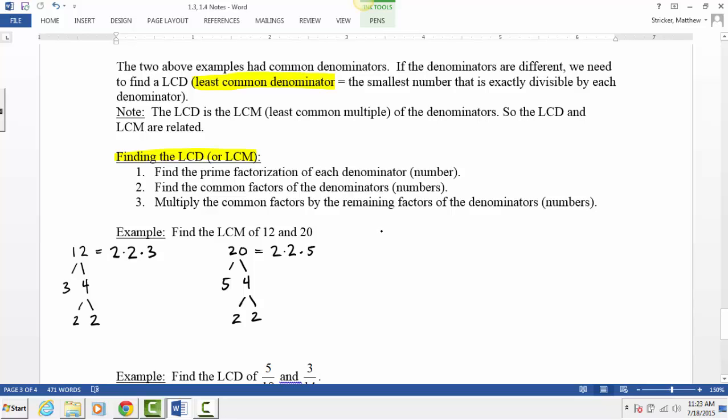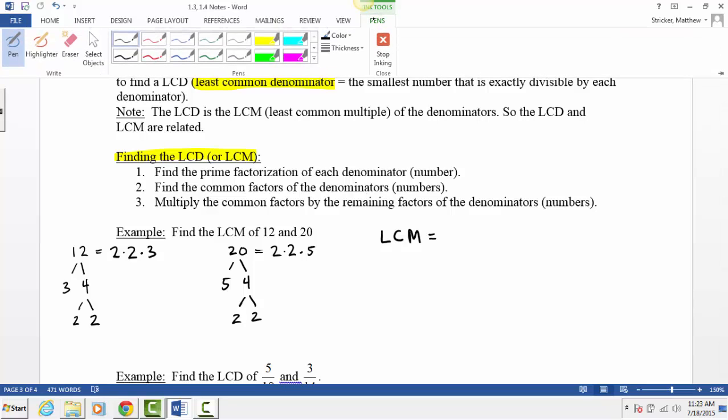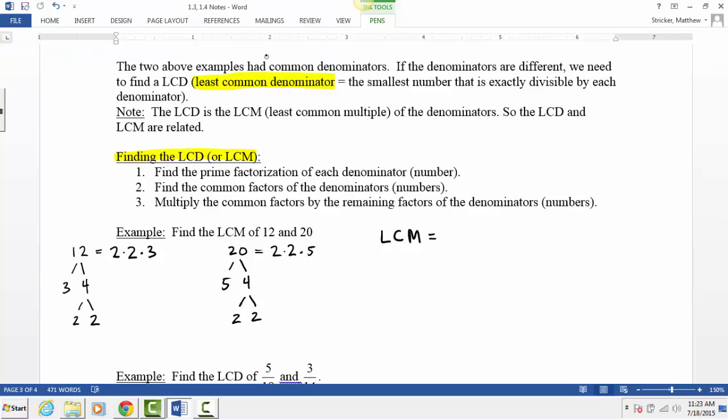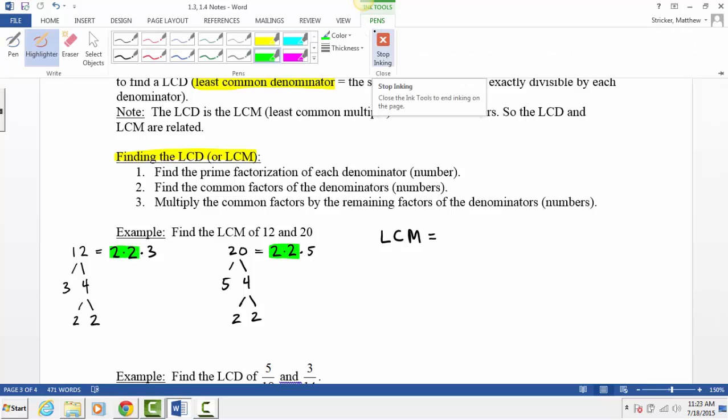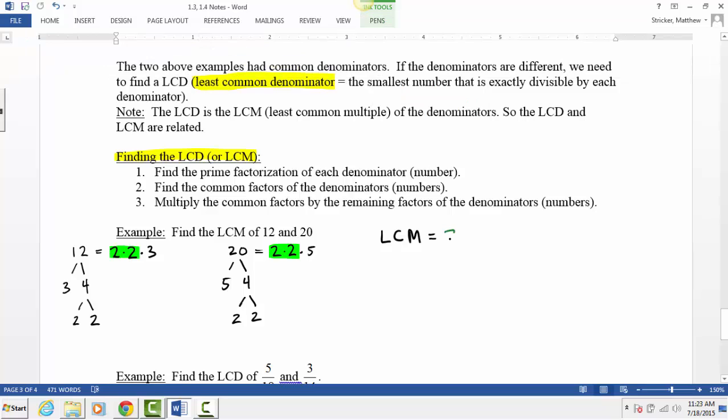And so the least common multiple, if we move on to step 2 here, is to find the common factors of the denominators. Common factors are the ones that they have that are the same. I'm going to go ahead and highlight that in green. So notice that both of these prime factorizations have 2 2's. So if I list that here, I have 2 times 2.